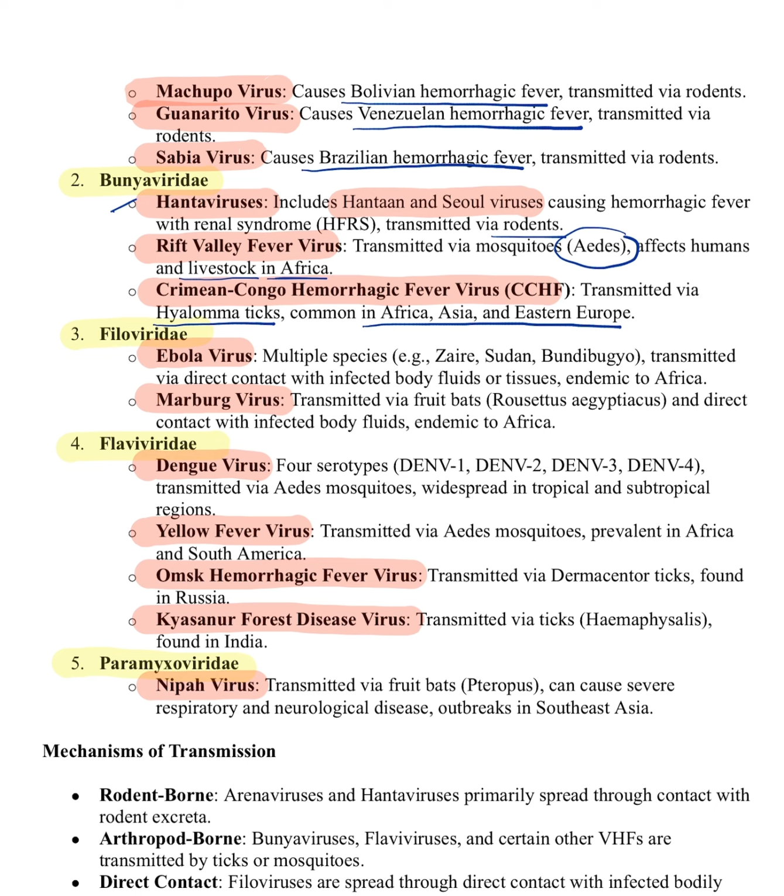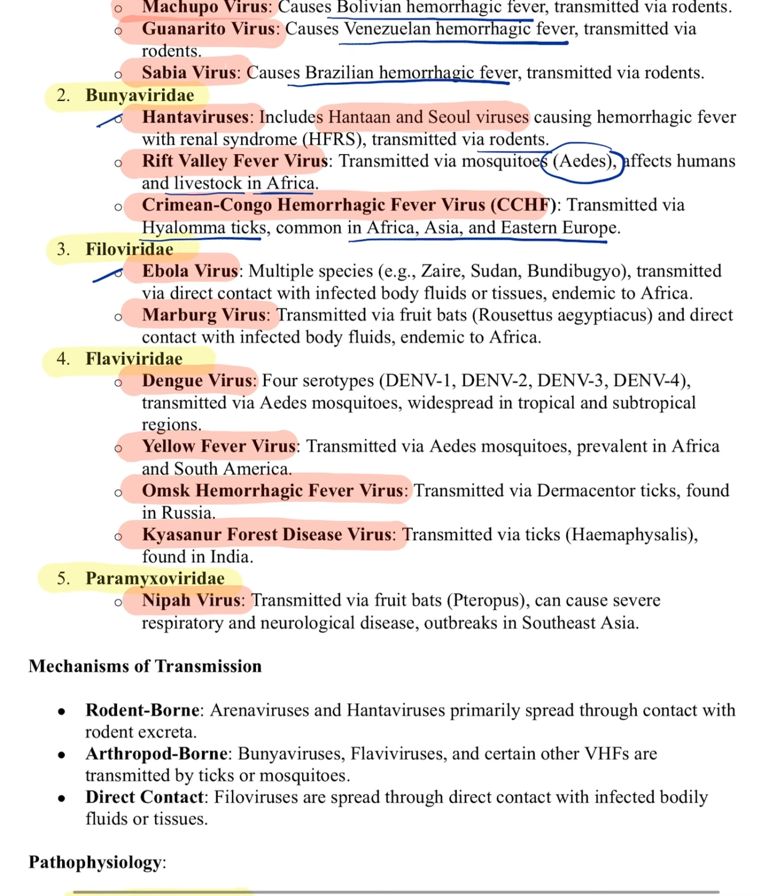Next is Filoviridae, commonly Ebola, right? Multiple species are found: Zaire, Sudan, Bundibugyo, all these things. These are named after the places where they were found. Transmitted via direct contact, this is the main thing, with infected body fluids or tissues, and these are endemic to Africa. Marburg virus is transmitted via fruit bats and via direct contact with infected body fluids, and is also endemic to Africa.